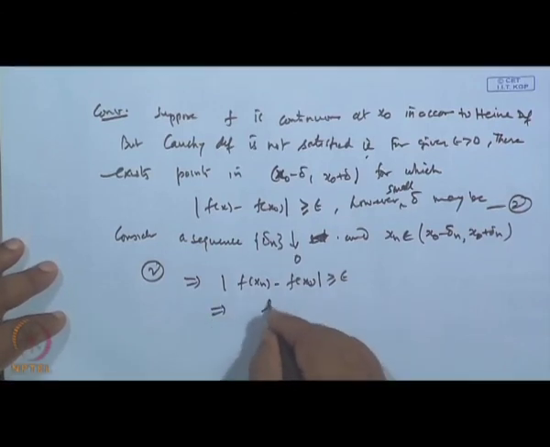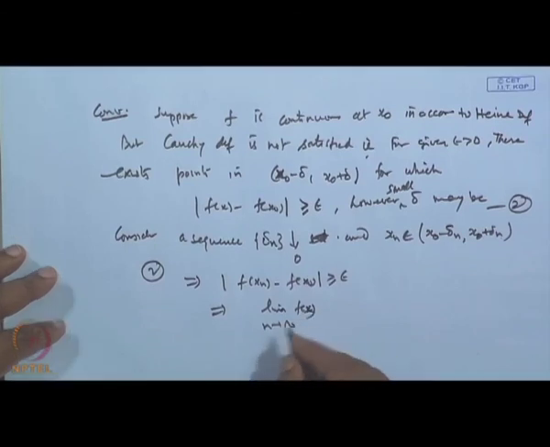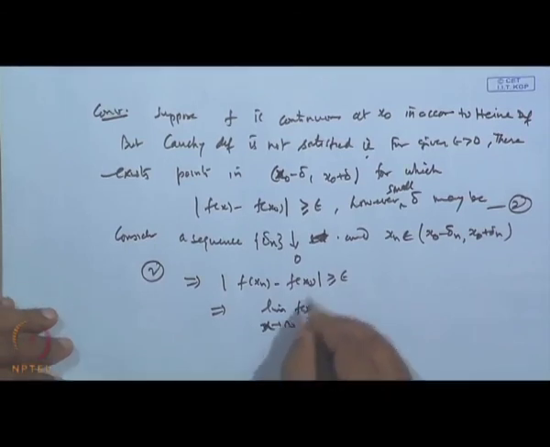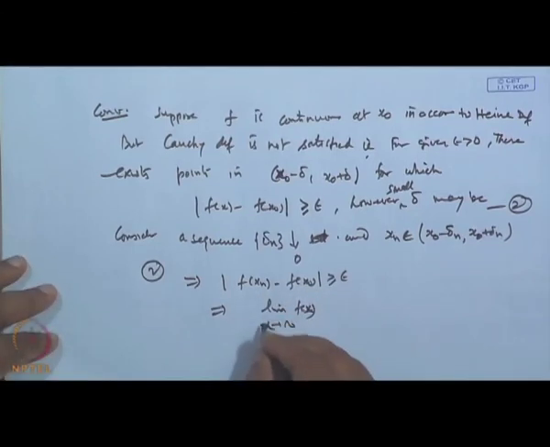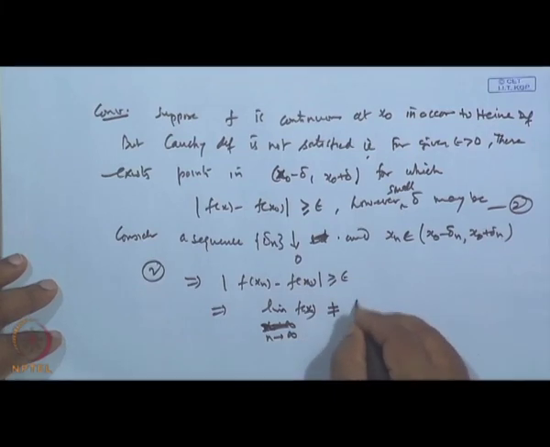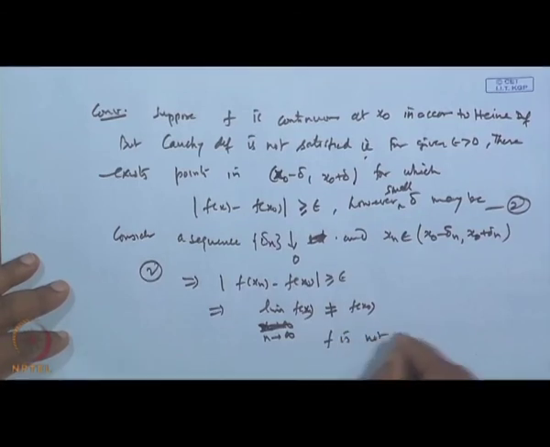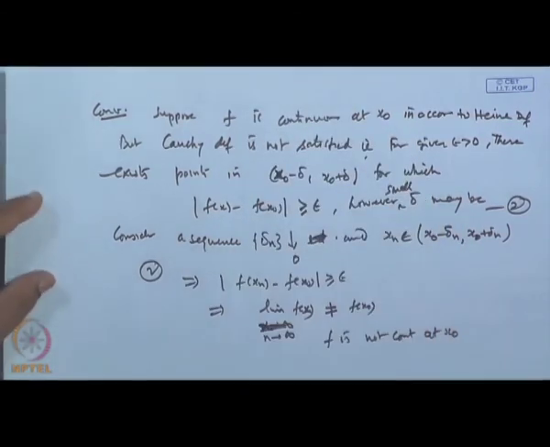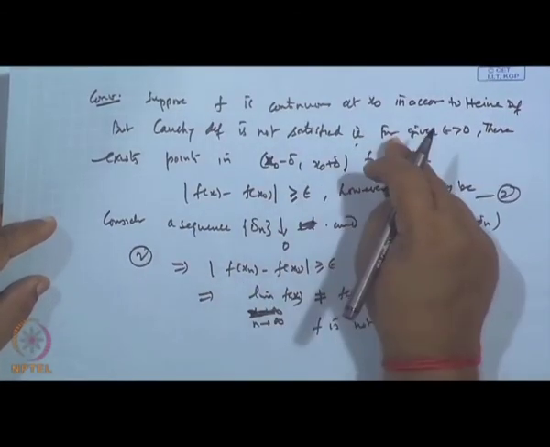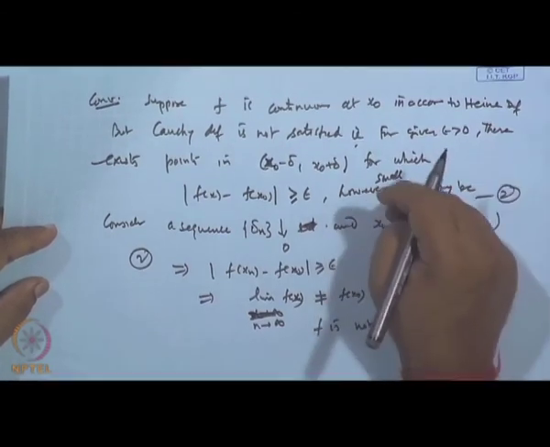This shows that the limit of f(xn) as n tends to infinity, that is, as x tends to x naught, is not equal to f(x naught). So, function f is not continuous at x naught. All this contradicts Heine's definition. Therefore, the assumption that Cauchy's definition is not satisfied is wrong. Thank you very much. So, this was the equivalence of these definitions.